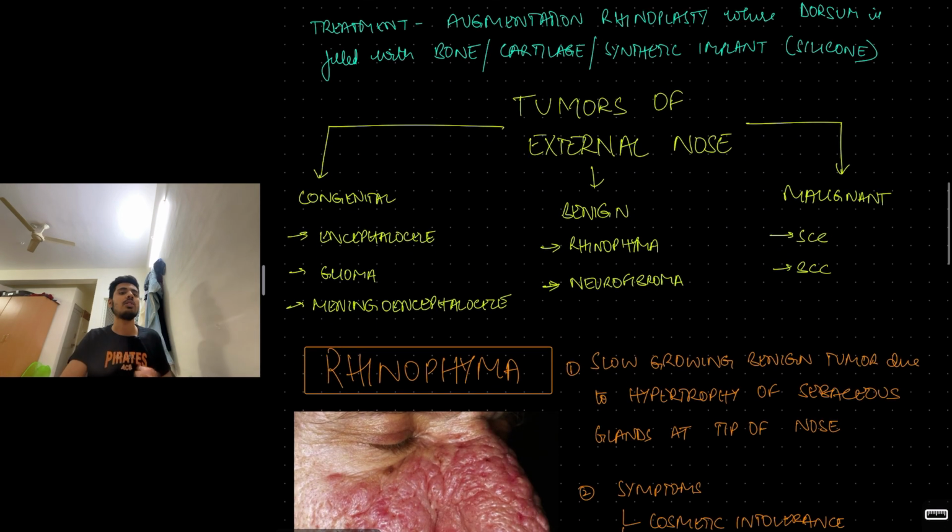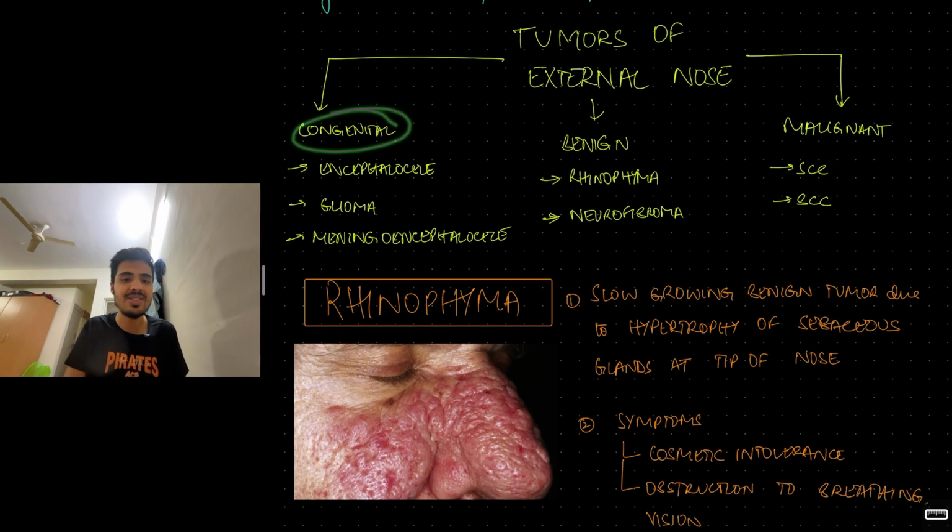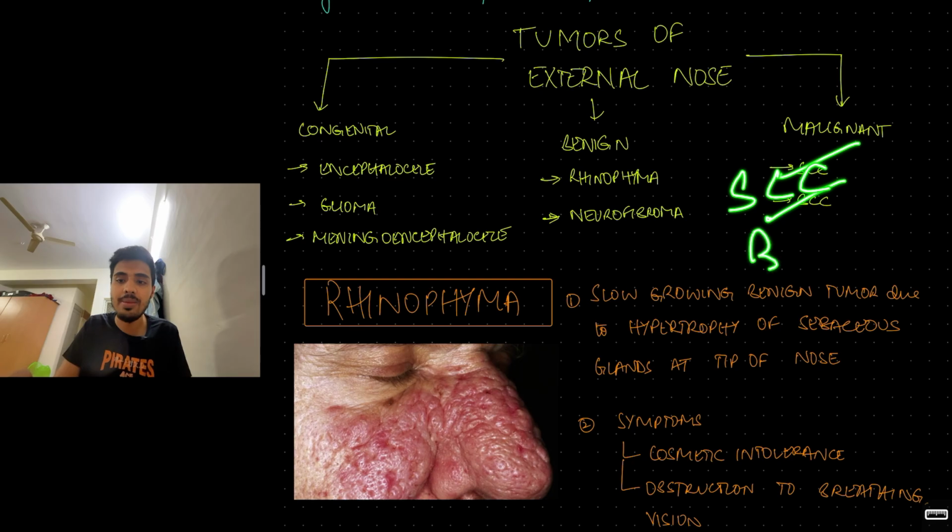And then next topic is tumors of external nose, just the classification. So you have just list a few congenital tumors like encephalocele, meningoencephalocele, glioma, dermoid cyst, etc. Then you have a few benign tumors like rhinophyma, neurofibroma, etc. And you have a few malignant tumors like squamous cell carcinoma and basal cell carcinoma.